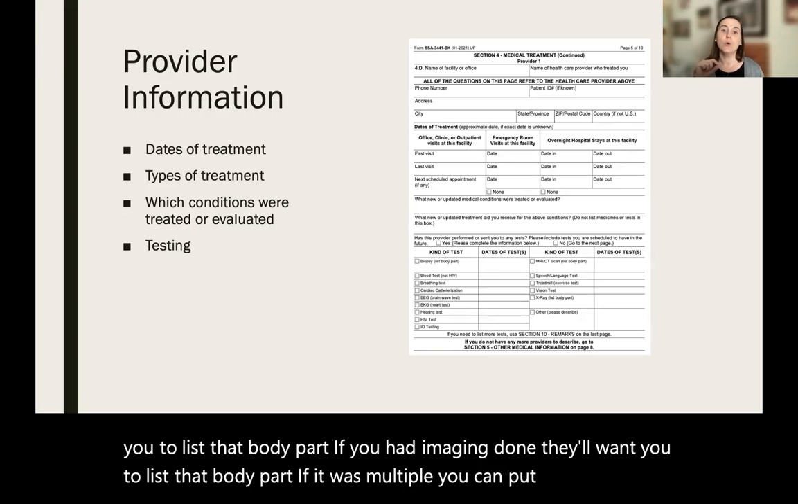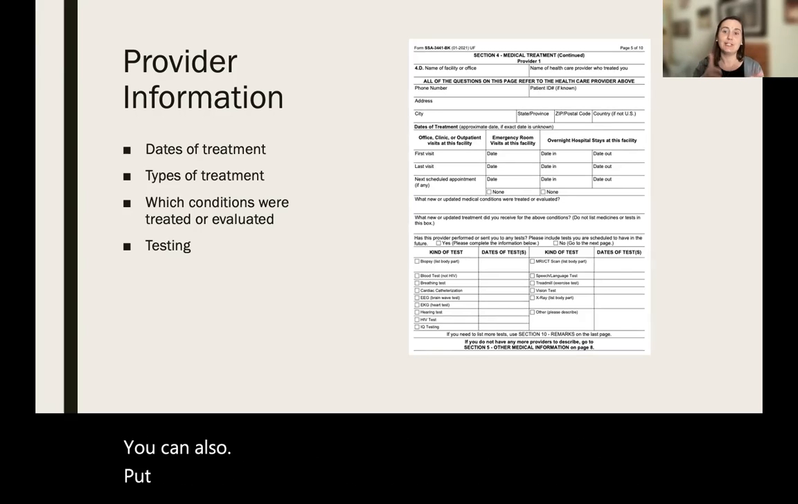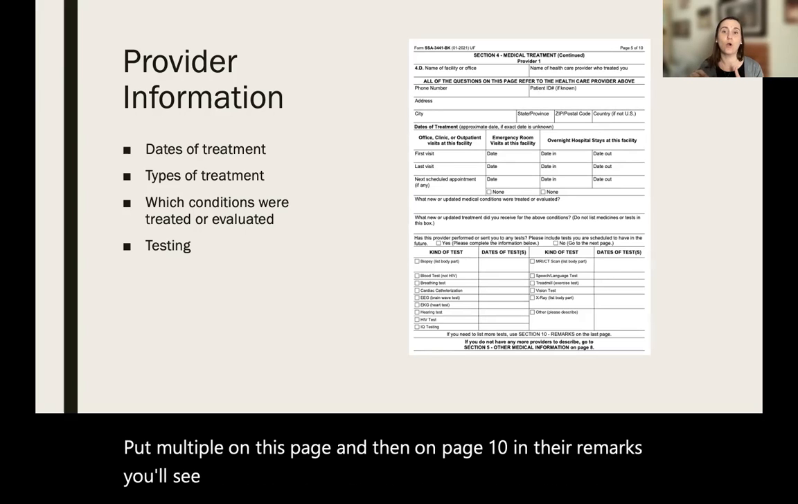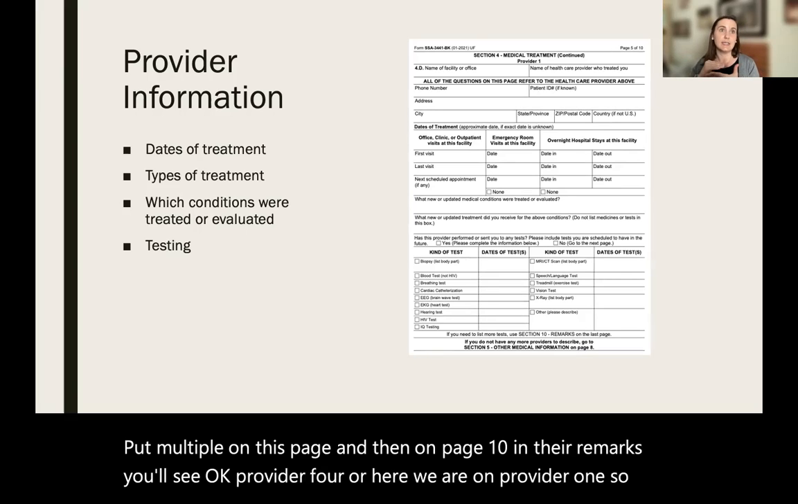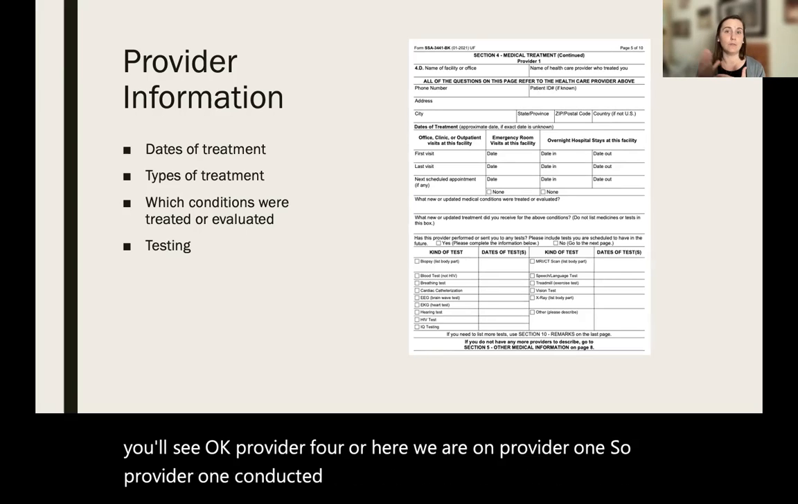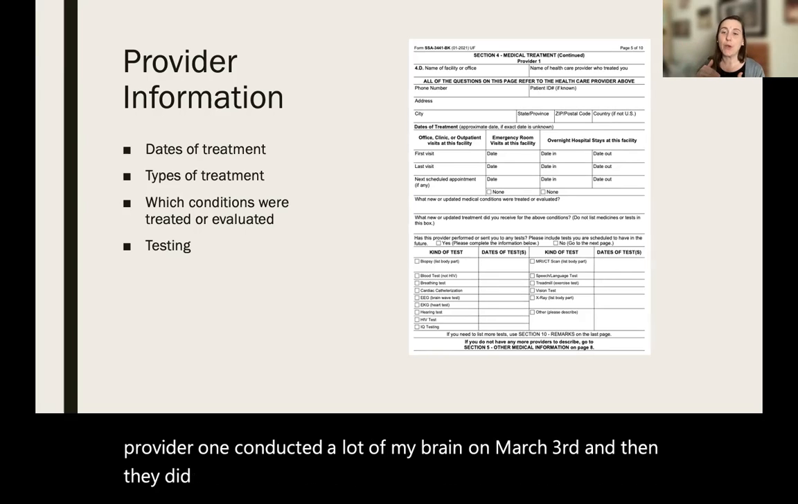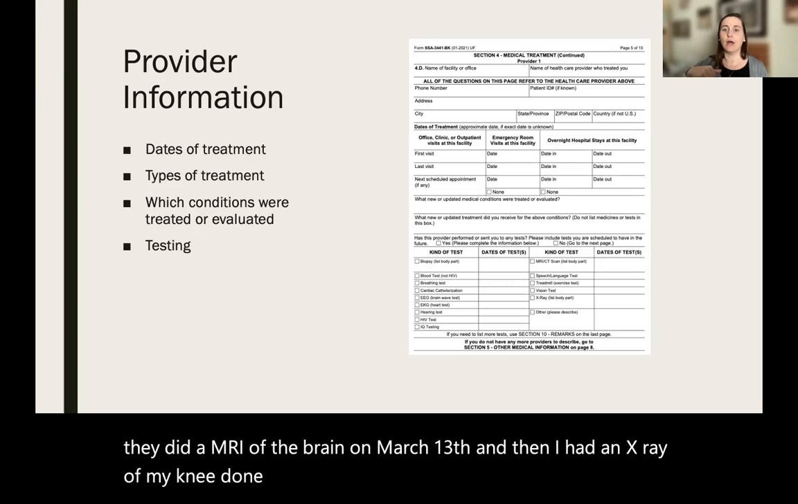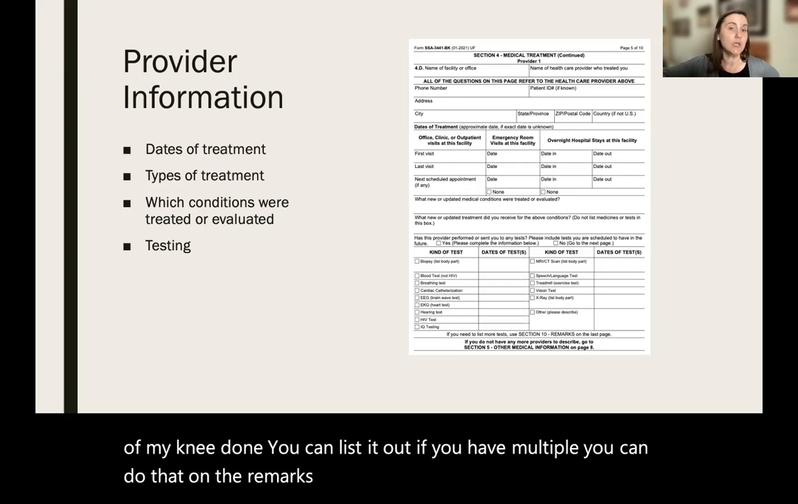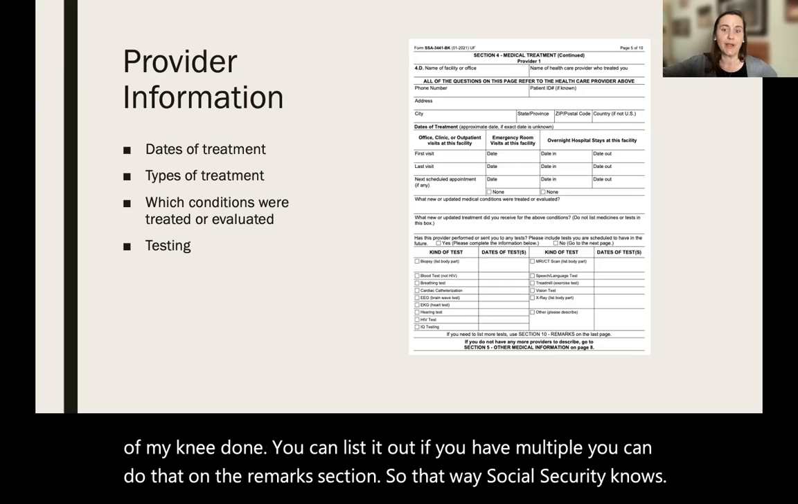You can also put multiple on this page, and then on page 10 in the remarks, you'll see, okay, provider 4, or here we are on provider 1. So provider 1 conducted a CT of my brain on March 3rd, and then they did a MRI of the brain on March 13th, and then I had an X-ray of my knee done. You can list it out. If you have multiple, you can do that on the remarks section. So that way Social Security knows they need to get all the records.